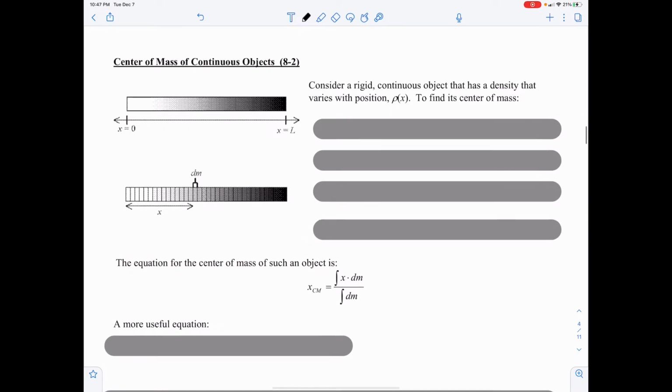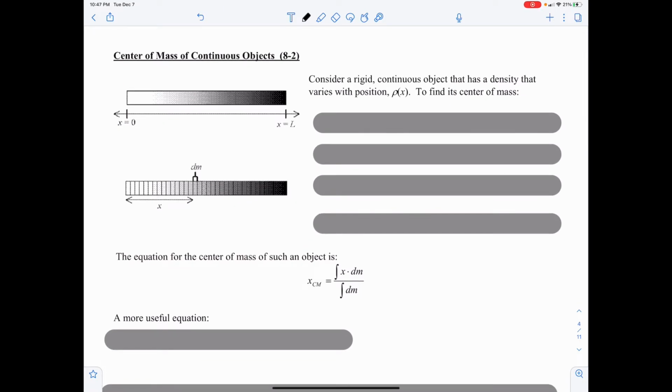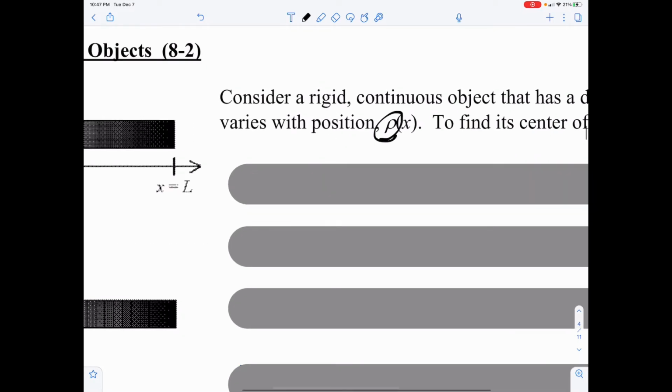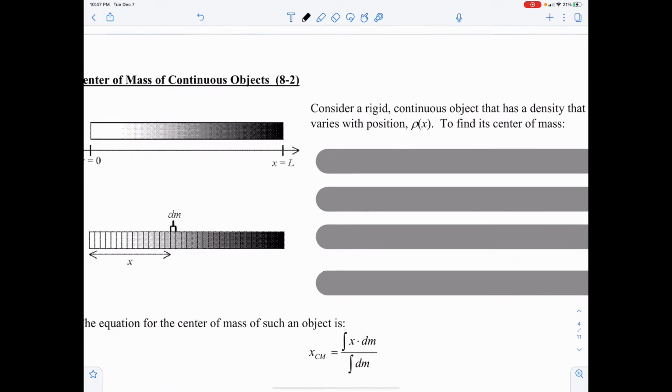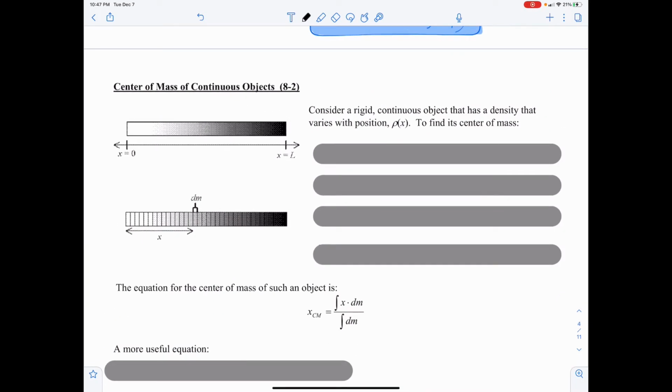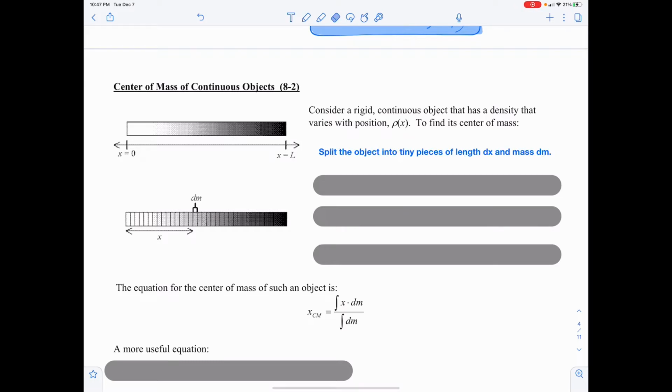Okay. Center of mass of continuous objects, section 8.2. Consider a rigid continuous object that has a density that varies with position, rho of x. Remember, this symbol right here is rho, and that stands for density. Specifically, this is referred to as linear mass density. To find its center of mass, we're going to split the object into tiny pieces of length dx and mass dm. And you can see that represented in this picture right here.